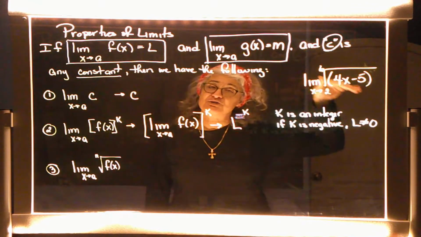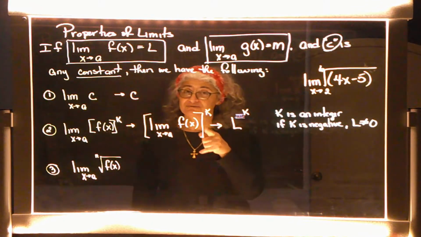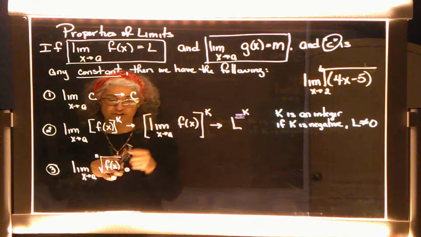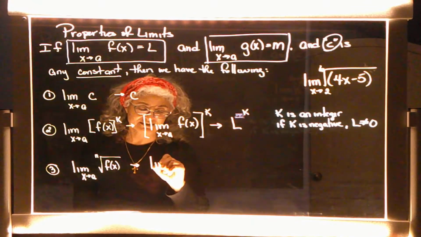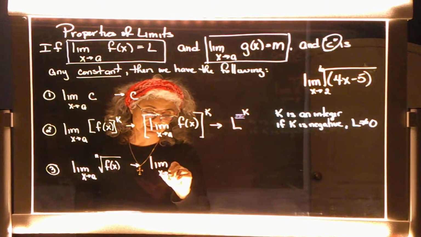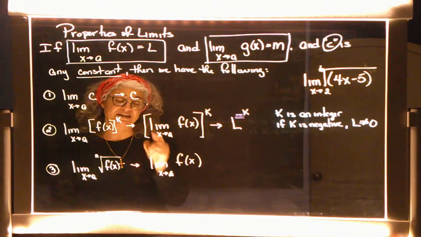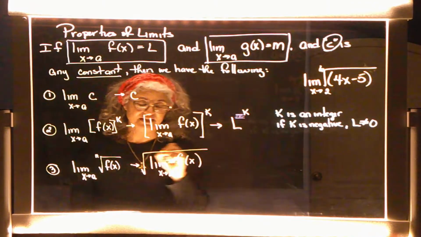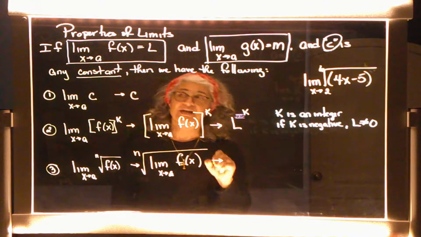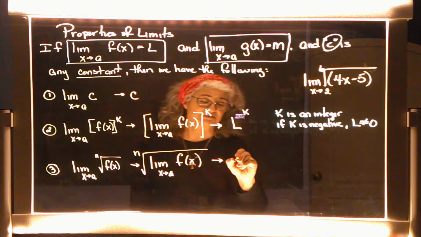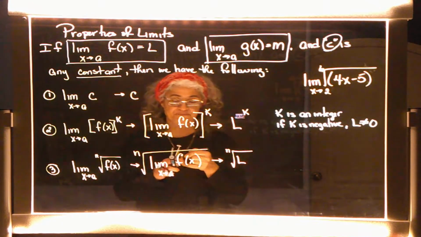But if I could plug the 2 in first and then take the 6th root, easy peasy, right? Okay, so same scenario. We're going to take the limit first as x approaches a of the function, and then, once I have that answer, I'll take the nth root. And again, that limit was L. So I'm going to take the nth root of L.